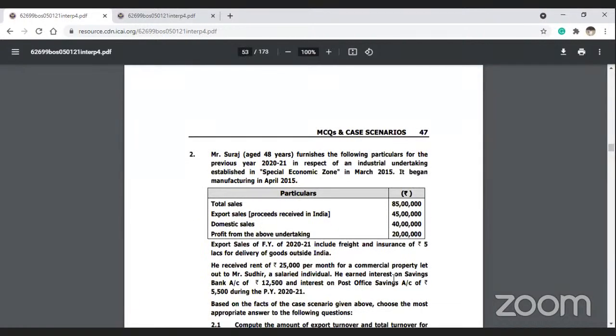Mr. Suraj, aged 48 years, furnishes the following particulars for the previous year 2021 in respect of an industrial undertaking established in SEZ.